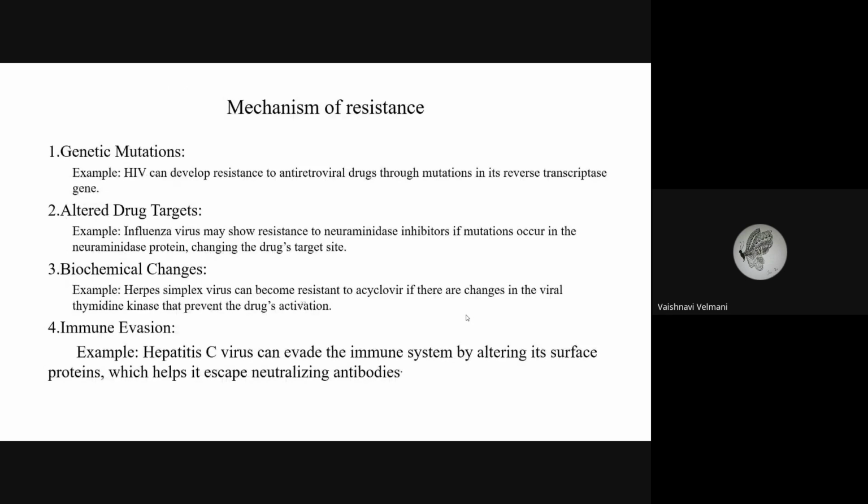And then the mechanisms of resistance. The same mechanisms usually occur. There is a genetic mutation. Genetic mutation occurs in almost all organisms. Based on the mutations only, resistance develops in all organisms. And then the altered drug targets. The drug needs to bind with a specific target, but the organism changes the target structure so that the drug can't bind there.